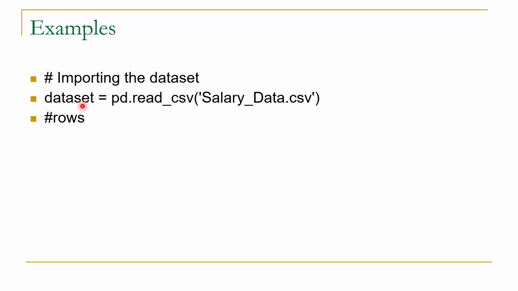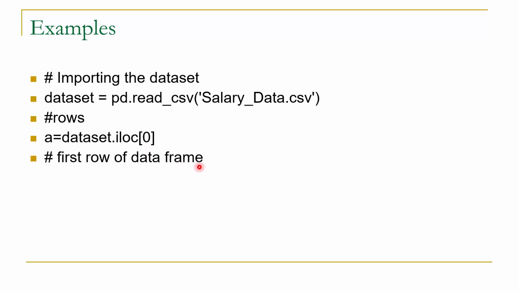So in order to select rows, we can perform an operation like this: dataset.iloc[0]. Here we are specifying only one value. This value refers to the row. The index in Python starts from 0, so this will refer to the first row of the data frame. It means that the first row of the data frame will be selected by dataset.iloc. In brackets we are specifying the index value of the row, that is 0.